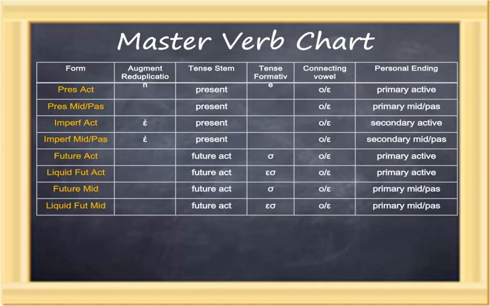Future middle is formed with a future active stem, sigma, the connecting vowel, and the primary middle passive endings. And the liquid future is formed similarly, except the tense formative is epsilon sigma. These are the verb forms that we've learned so far. In every case, it's a combination of various elements that make up the verb. So, looking carefully at a verb, its beginning, its middle, its ending are all necessary to properly understand the verbal form.